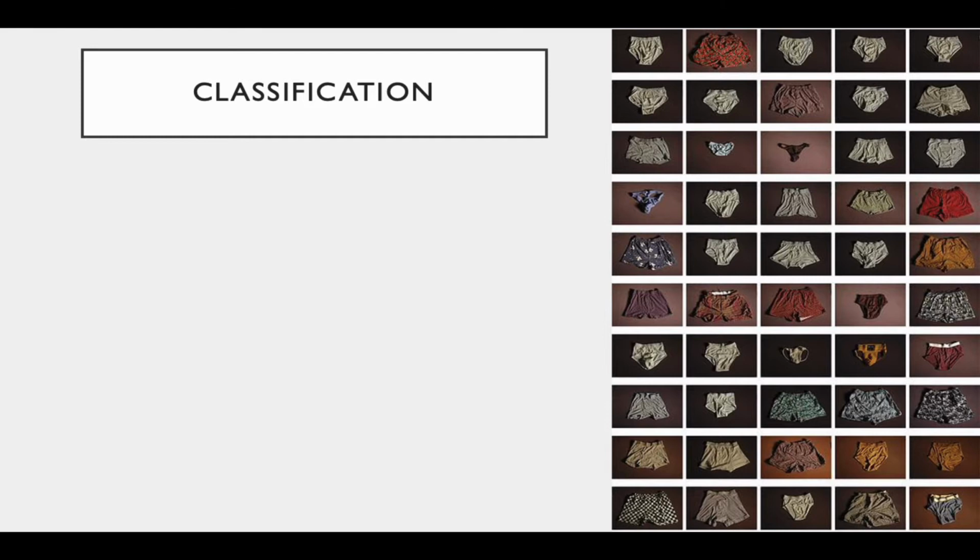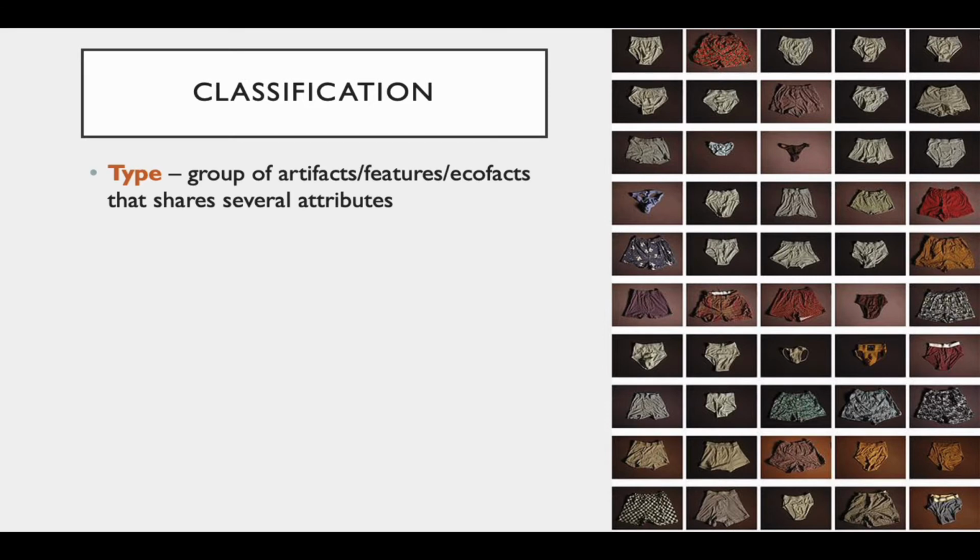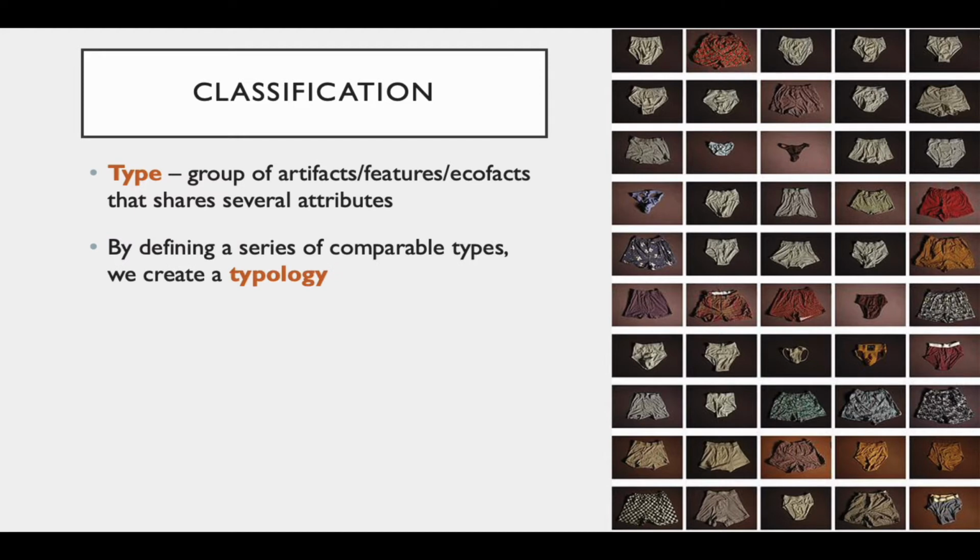Now that's us putting like with like. So we're creating these sorts of categories, or what we might call types. These are groups of artifacts, features, or different ecofacts that share several attributes that we can recognize. By defining a series of comparable types, we are essentially creating a typology. So the sorts of attributes we were just discussing for the underwear here would allow us to create a typology of underwear.